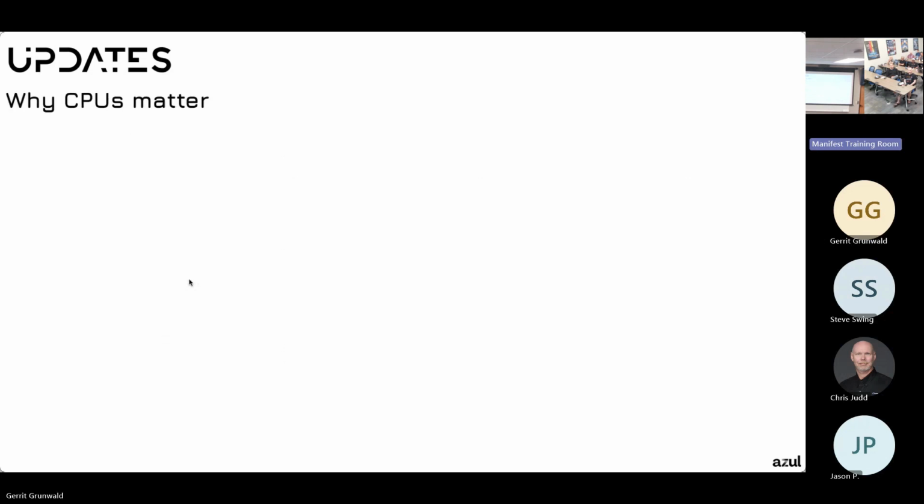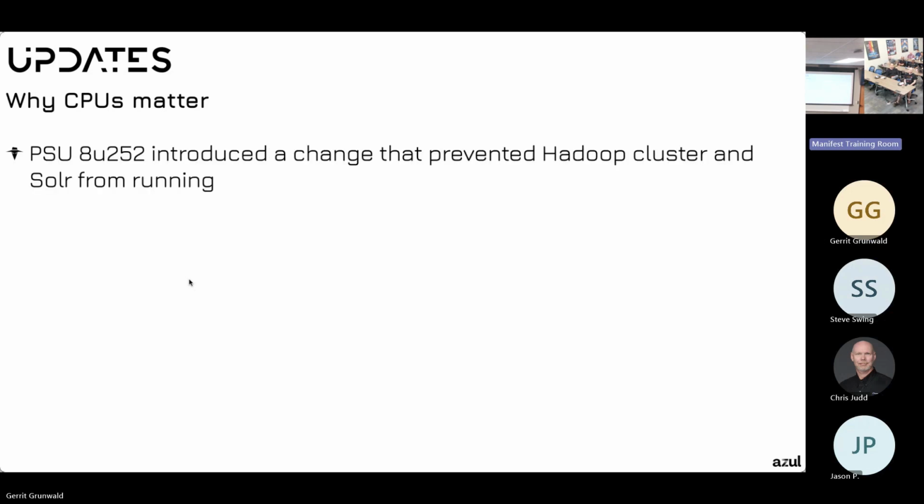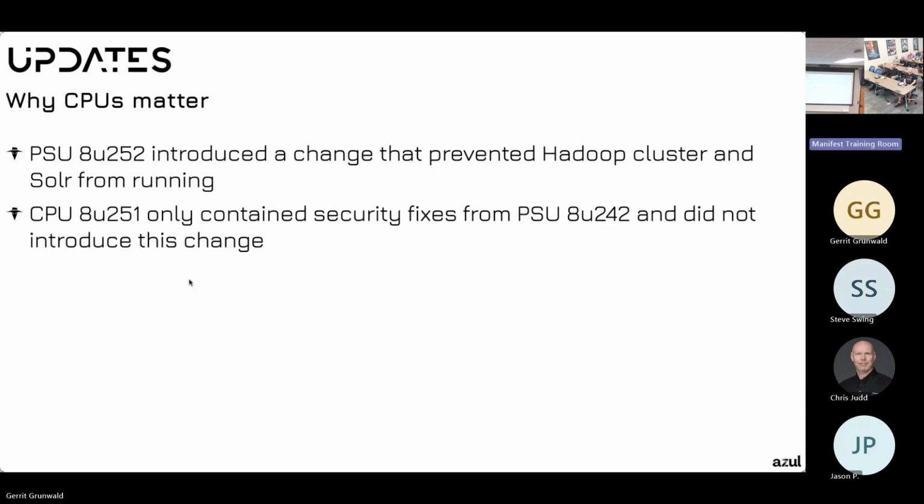So what the CPU with PSU thing, which Java version did it start? From Java 8? I don't remember this one. Yeah, 8 had it. And I have an example that relates to 8. When the PSU 8u252 came out, it had a problem because it prevented Hadoop cluster and Solr from running. So when you updated your machine with this PSU, it didn't work anymore. But when you used the CPU 251, which only contained the security fixes for the last PSU, then it worked, because the problem was really new features that had been introduced in the PSU, and that led to the problem.